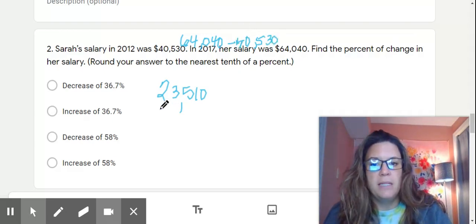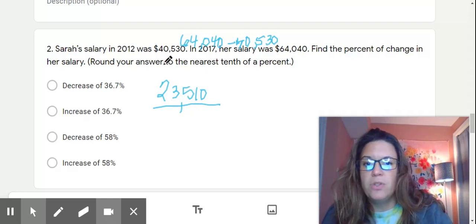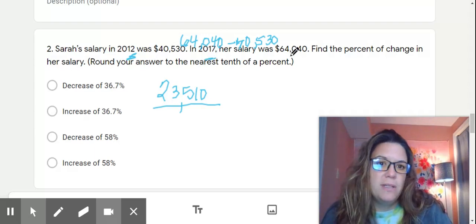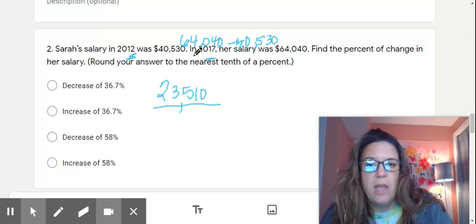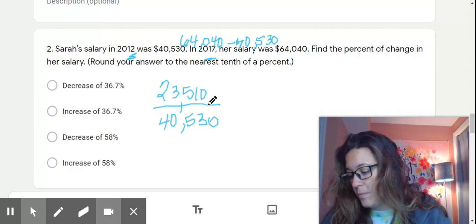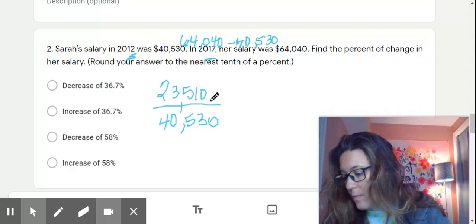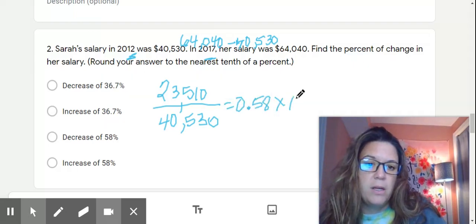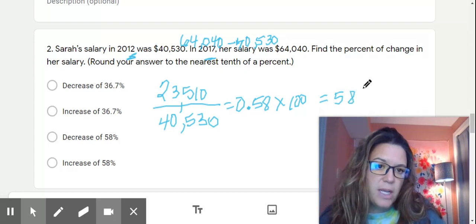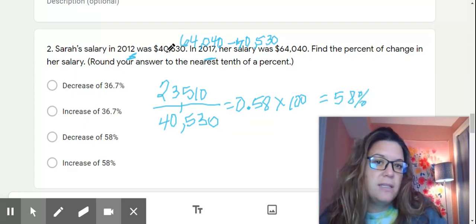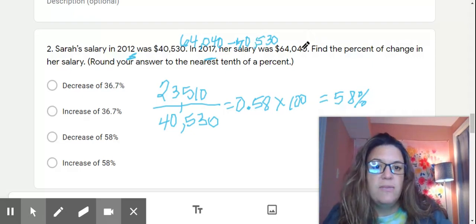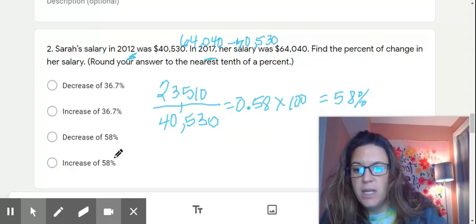And then I divide that change by the original amount. So it was 2012 when she made 40,000 and 2017 when she made 64,000. So the 2012 came before. So I'm going to divide by the 40,530. Okay, and that gives me 0.58. And then I multiply that by 100. My calculator gives me 58%. And then I try to figure out, is this an increase or a decrease? Is it a positive or a negative? So it went from 40 up to 64. So that's a positive increase of 58%.